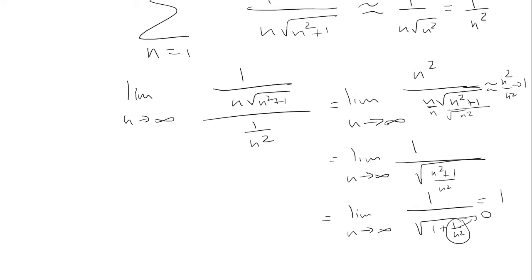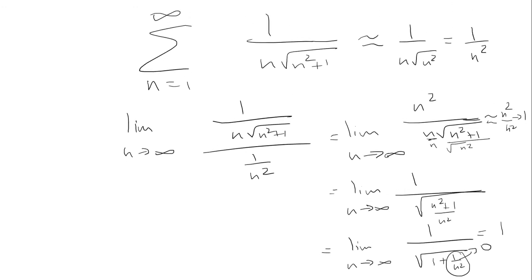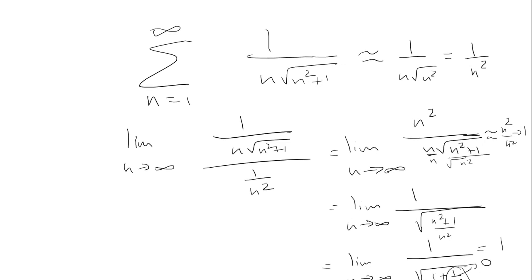And so we said that the limit is 1, it's finite, it's greater than 0. So then either both converge or both diverge. Because we compared it to 1 over n squared, and 1 over n squared converges by the p-test, we say that both series converge.